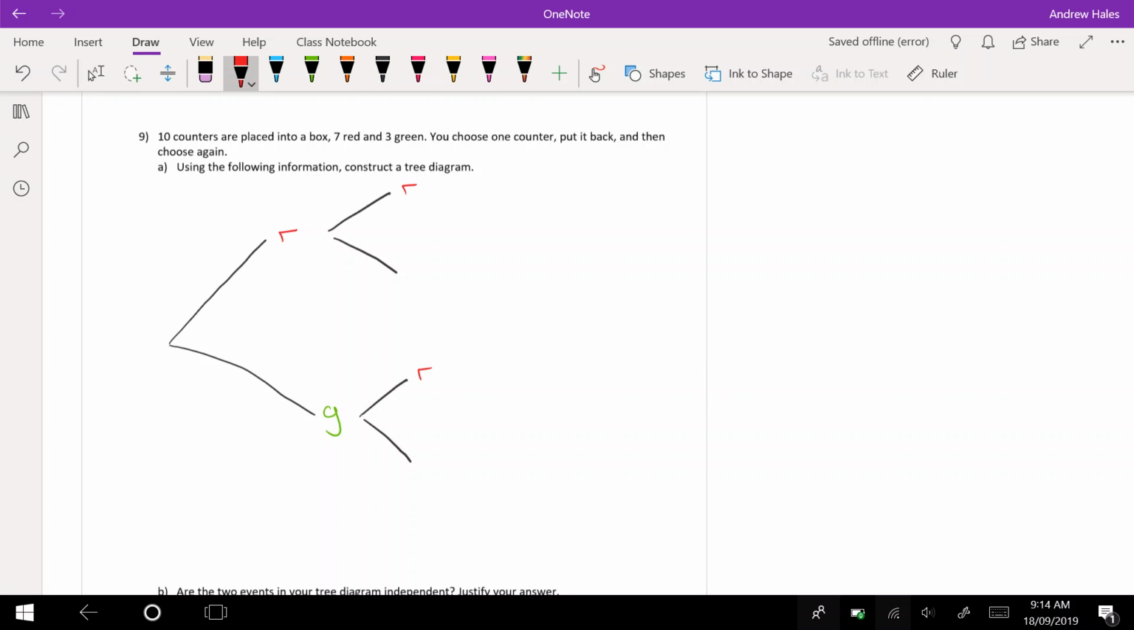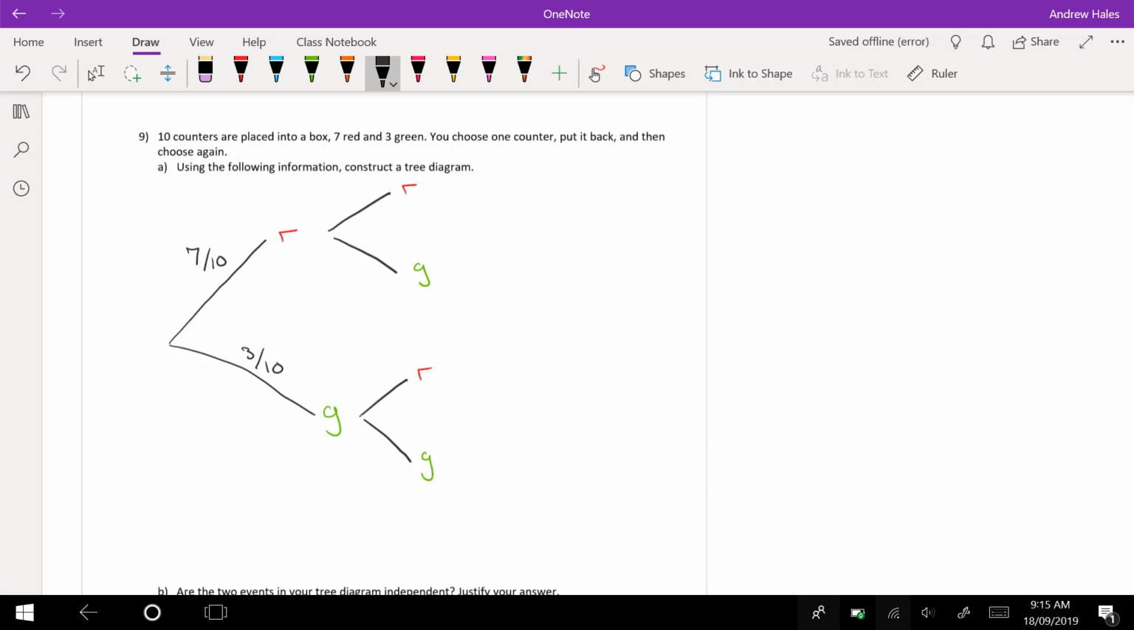Red, red, green, green. Now let's talk about our original choice, right? So we had 10 counters and 7 of them were red. That means this probability is 7 out of 10. Then for my next one, the probability is going to be 3 out of 10.